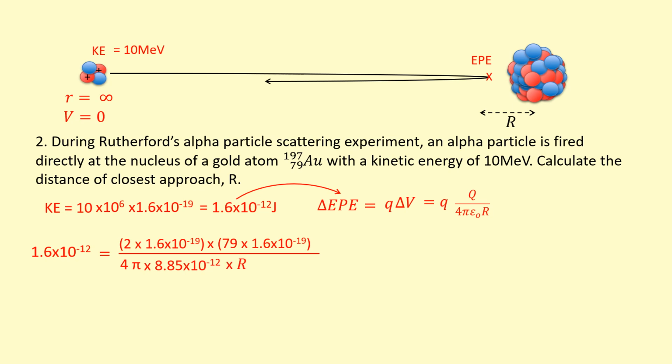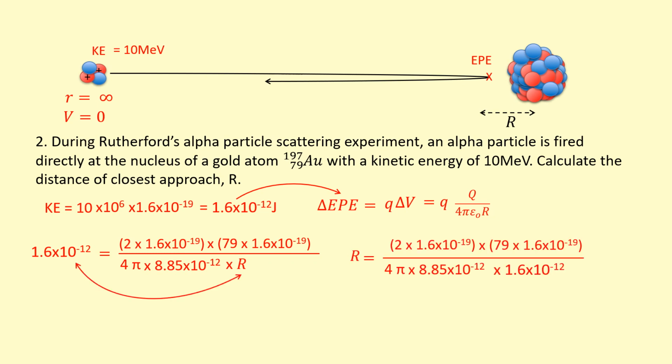Okay, so we want to find r. So I'm just going to move the r to the top on the left hand side and bring the 1.6 times 10 to the power of minus 12 down, rearranging like so, put the numbers in, and we get an estimation for the radius of the nucleus, or the distance of close approach, which is approximately 23 centimeters, which sounds about right for a nucleus of an atom.